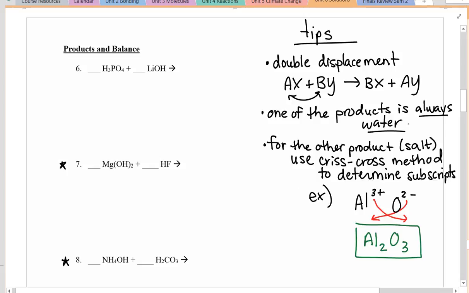One of the products is always going to be water. And the other product is called a salt. And to figure out the formula of that salt, we're going to use the crisscross method to determine subscripts.